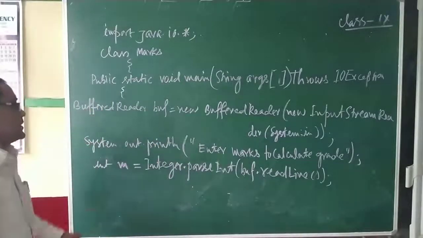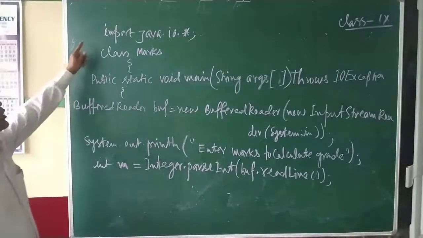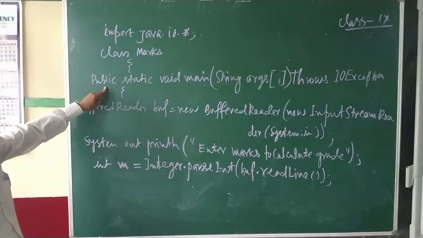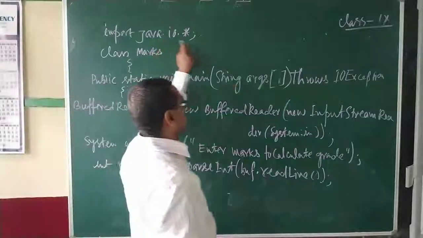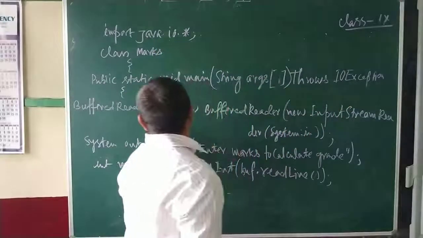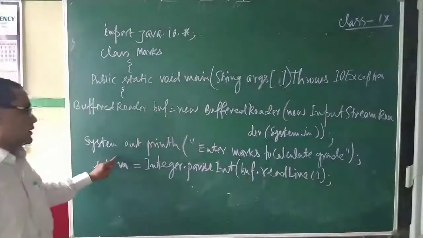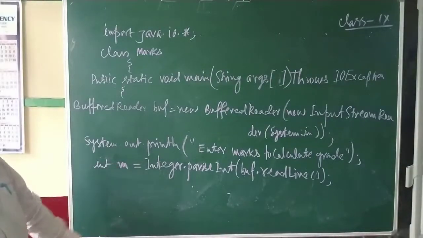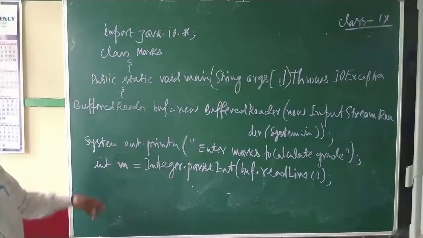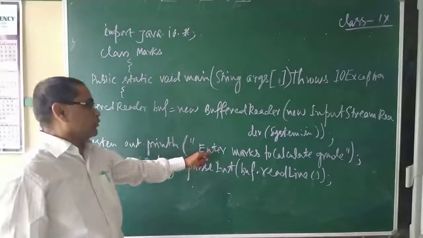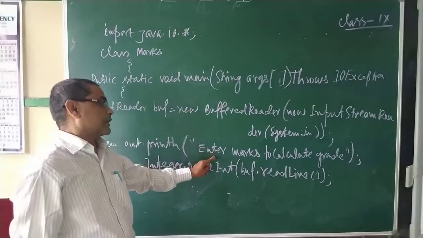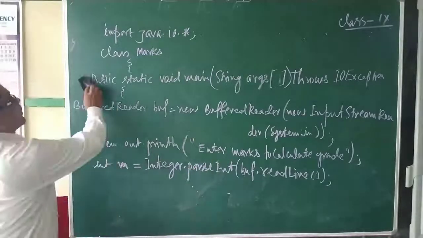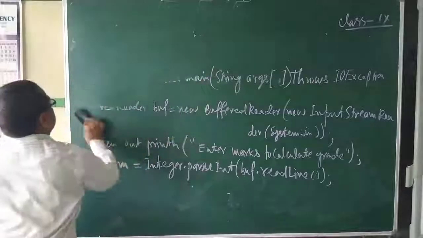So this is one phase of it. Here: import java.io.*, class name, public static void main(String args) throws IOException, which came because of the input, and then the BufferedReader is also included. And then the prompt to enter the marks to calculate the grade, and then int m = Integer.parseInt(buff.readLine()). While you run the program, it will display on the screen "Enter marks to calculate grade", and it will be waiting so that you will input the marks. And now we will proceed further.